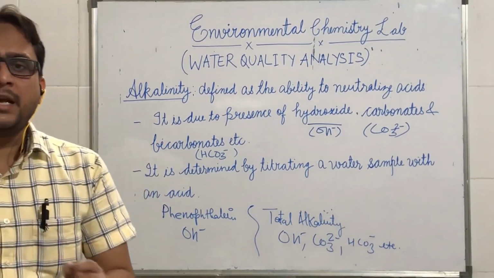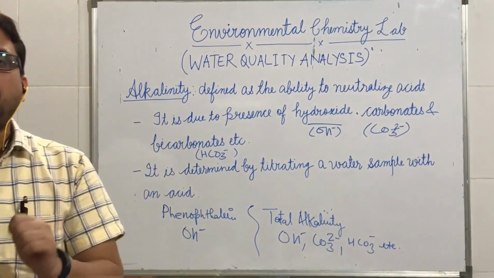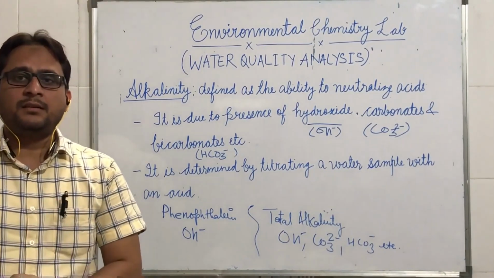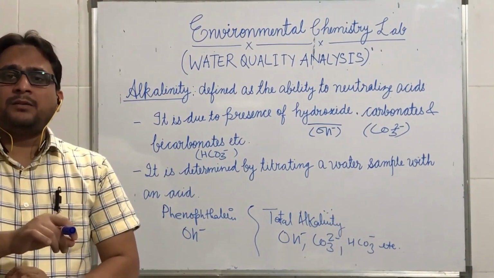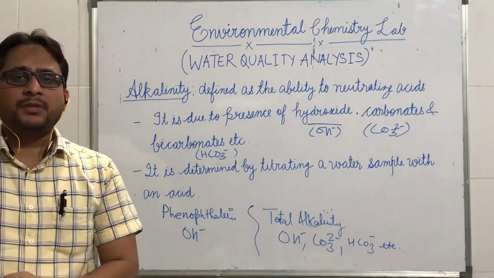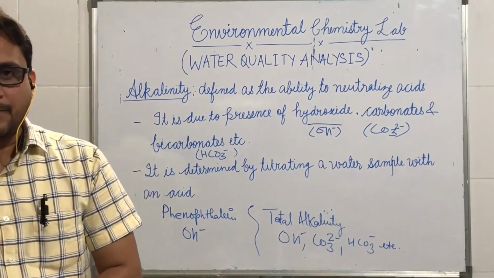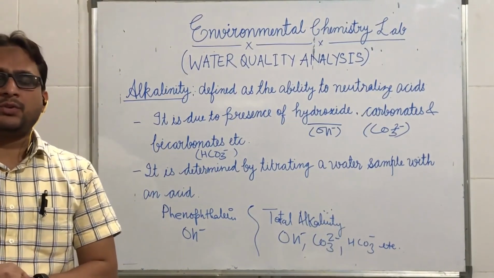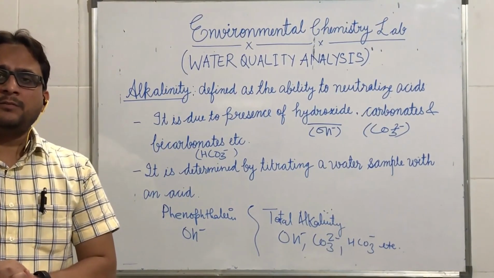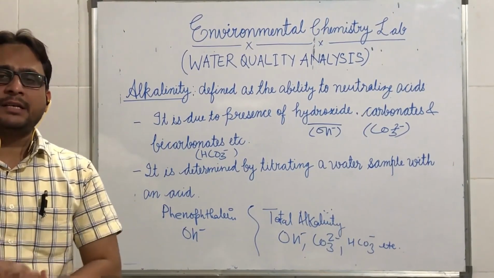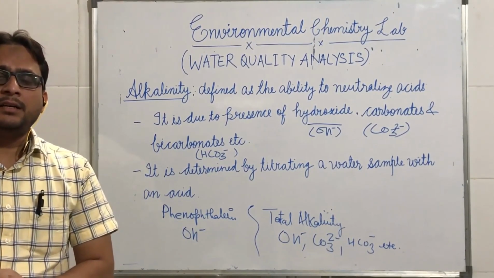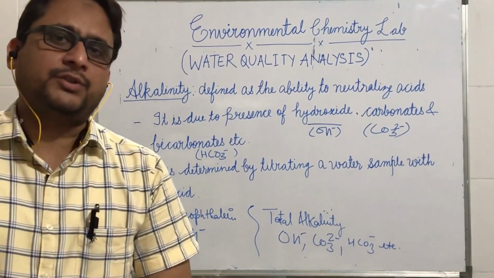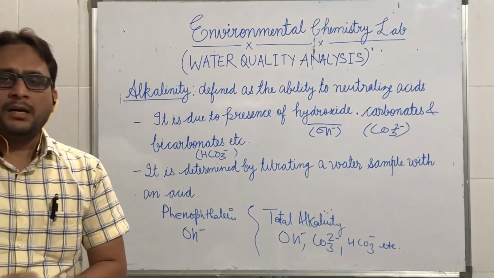Then again we add a few drops of methyl orange to the same solution in which we already added phenolphthalein and titrate with HCl. The solution becomes yellow, and then we again titrate it with HCl, continuing from the point where we left off in the phenolphthalein case, and this time we continue the titration till the yellow color changes to orange color. Clear? And then we note down the reading.